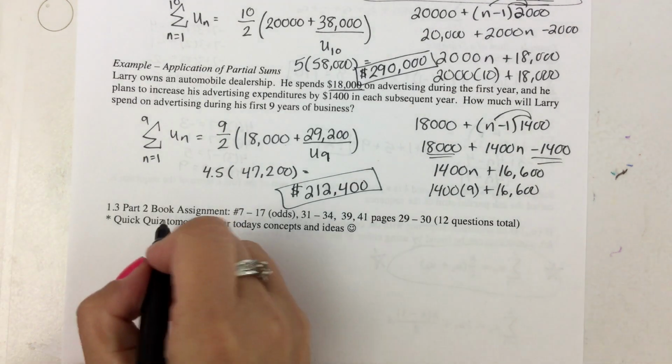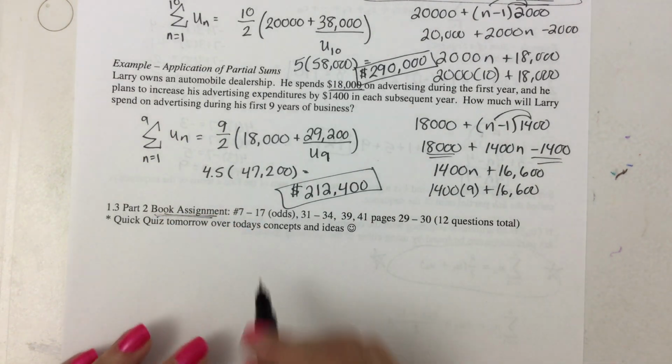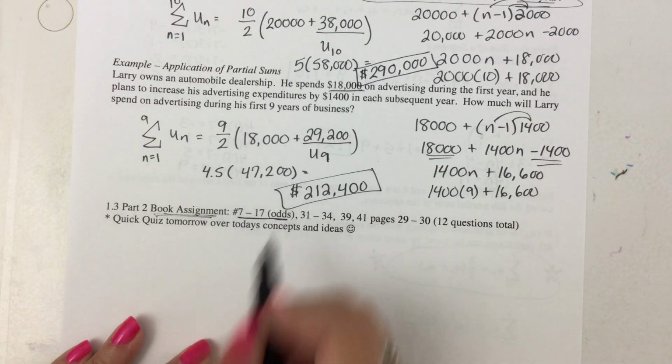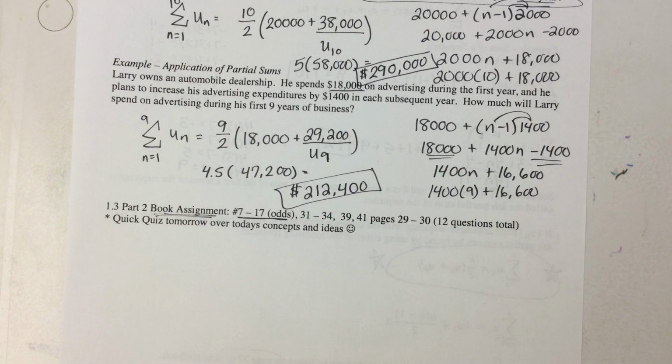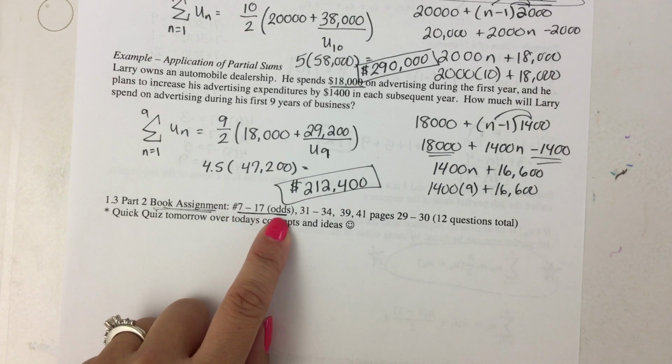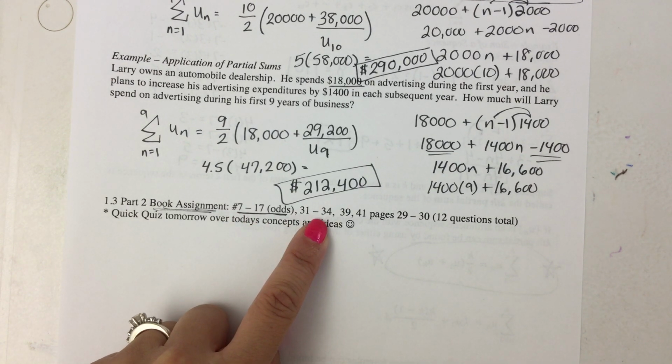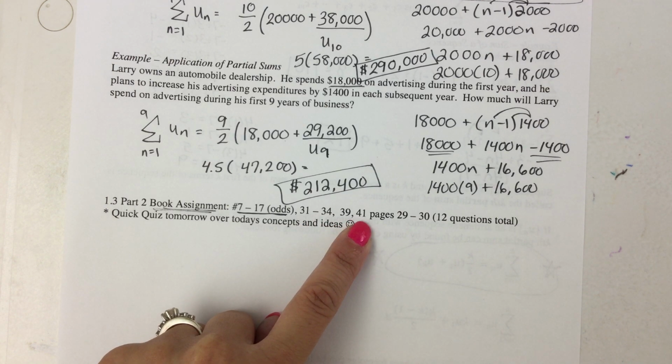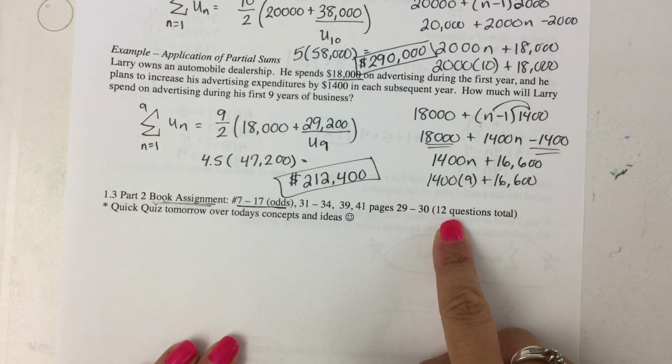Today's assignment is a book assignment. Tomorrow is a notebook check. I did kind of skip around just so you can practice a little bit of every type of question. So you're going to look at 7 to 17, just the odds. Then go ahead 31 to 34. Try all of those. 39 and 41. There are only 12 questions total.